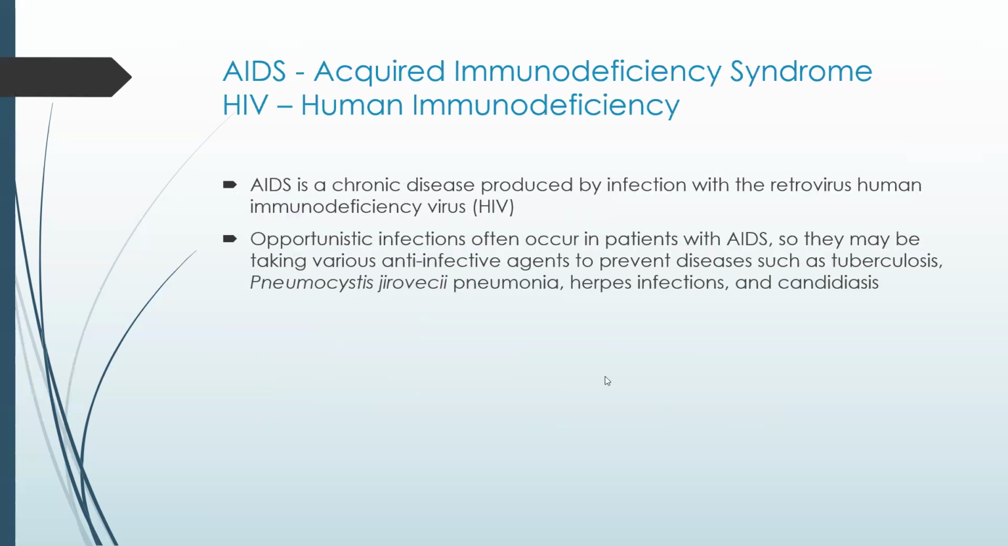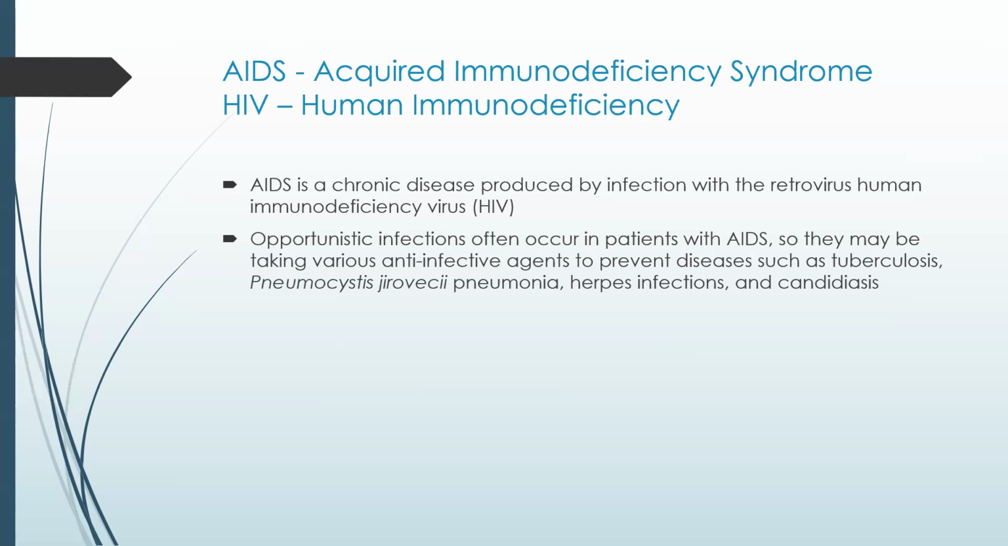Okay, so now we're going to shift to AIDS, or acquired immunodeficiency syndrome, HIV, human immunodeficiency. AIDS is a chronic disease produced by infection with the retrovirus human immunodeficiency virus. We will review this again when we go over special needs.